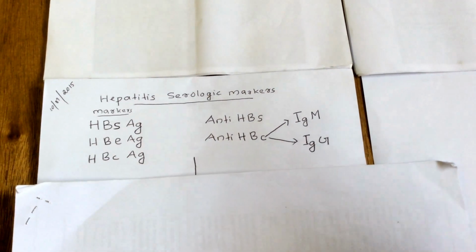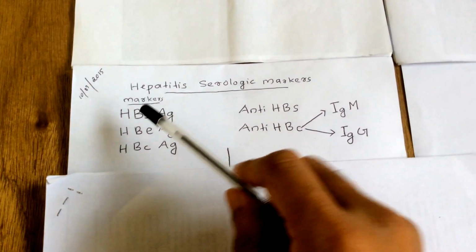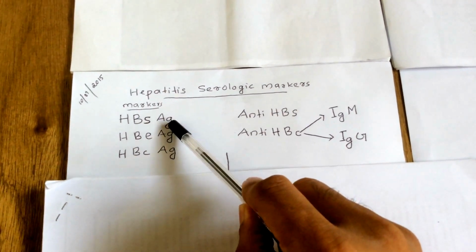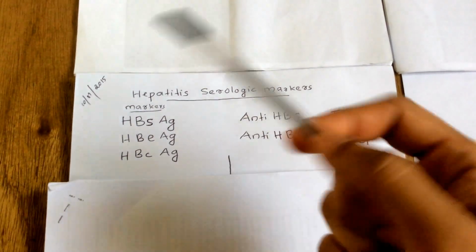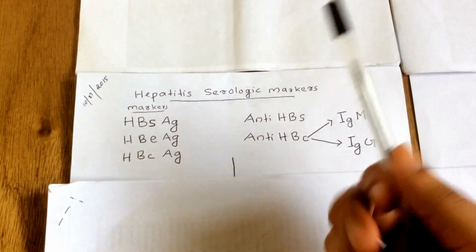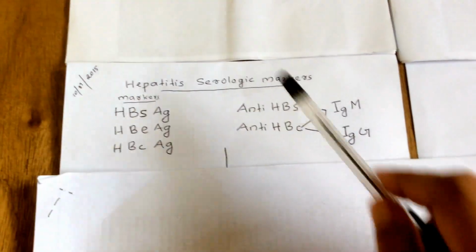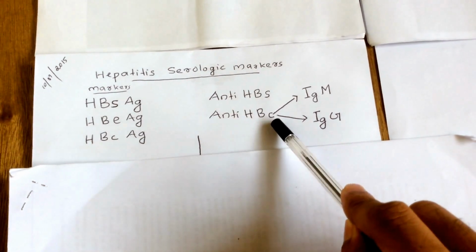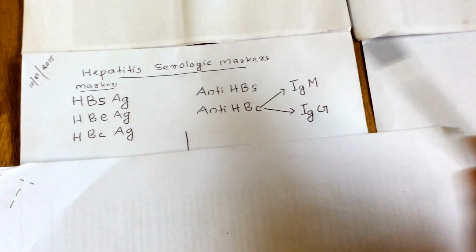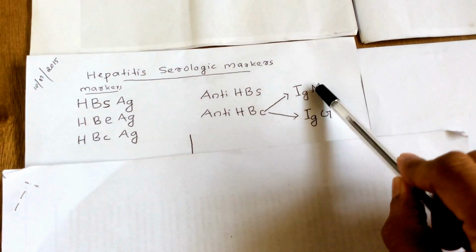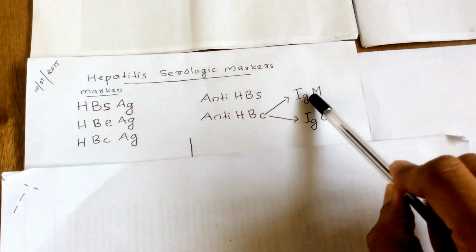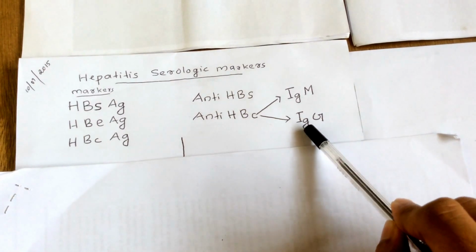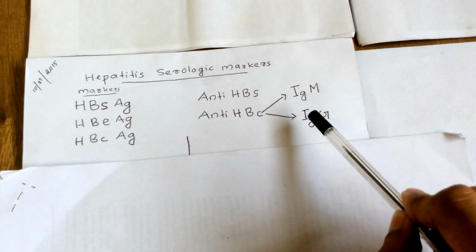Next we can go through how we can interpret. If HBsAg antigen is present, we can interpret there is an infection. It may be acute or chronic. The next, anti-HBc antibody, IgM and IgG. If IgM is present, it represents acute infection, and if IgG is present, there is chronic infection.